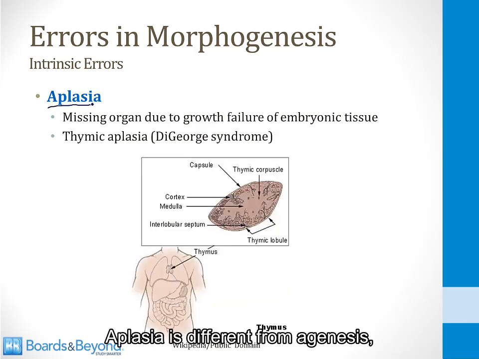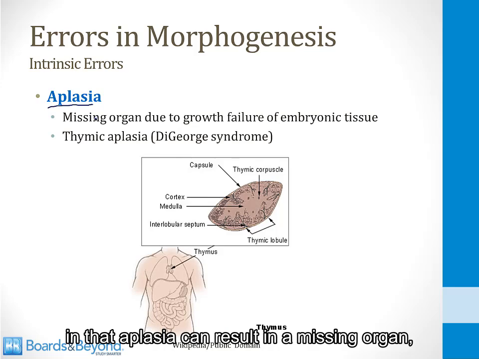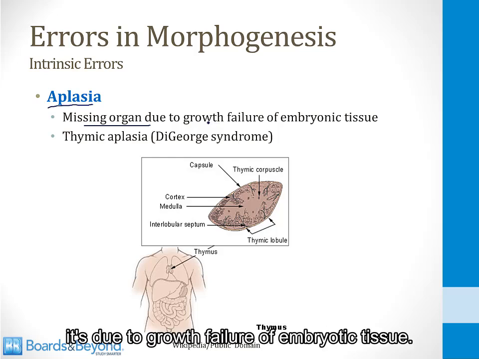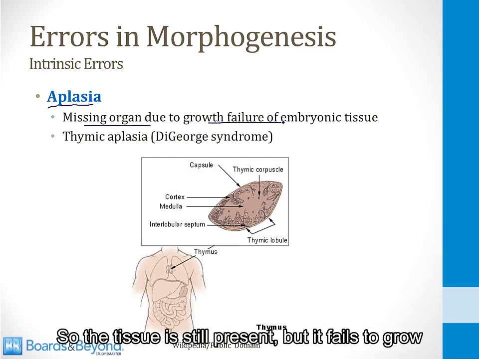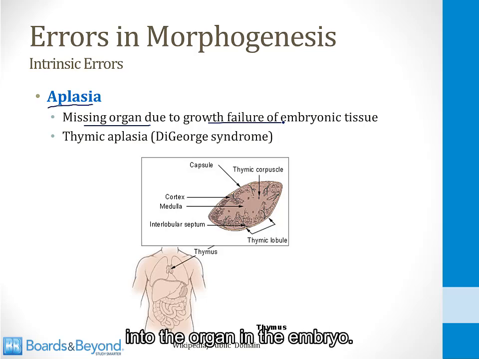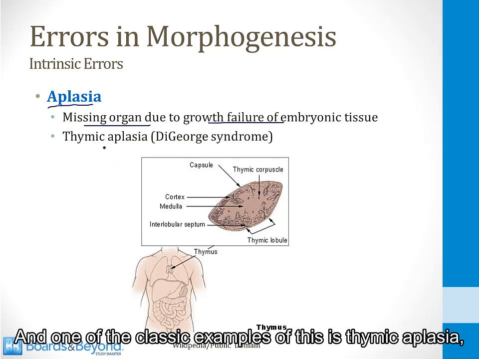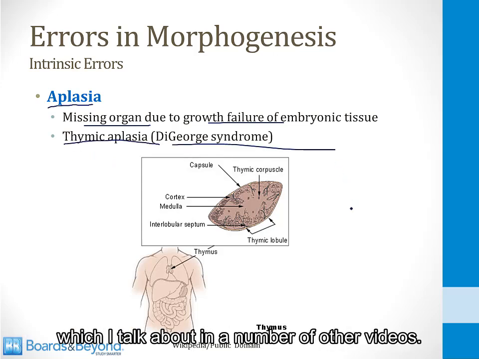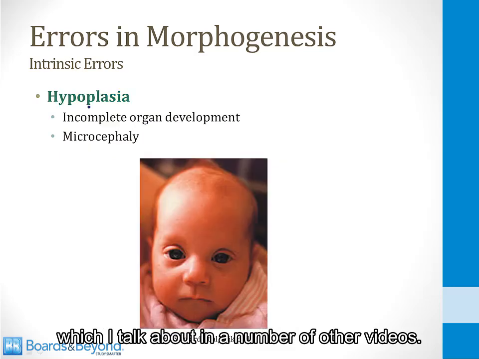Aplasia is different from agenesis in that aplasia can result in a missing organ just like agenesis, but in aplasia it's due to growth failure of embryonic tissue. So the tissue is still present, but it fails to grow into the organ in the embryo. And one of the classic examples of this is thymic aplasia, which is also called DiGeorge syndrome, which I talk about in a number of other videos.